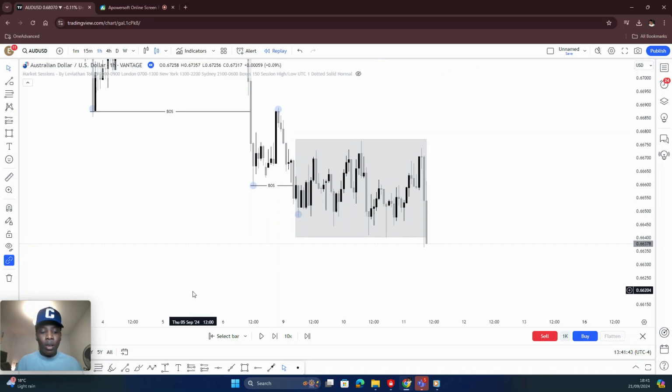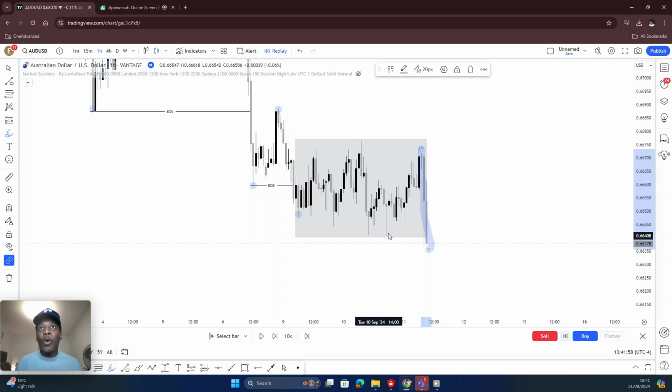It broke it. Now, again, we are asking ourselves, was it this point that led price to break the consolidation? No, it wasn't. Was it this point? No, it wasn't. Was it this point? Yes, it was, because this point led price to push down and break structure to the downside.